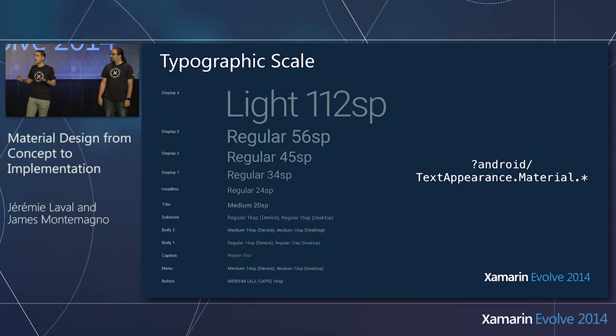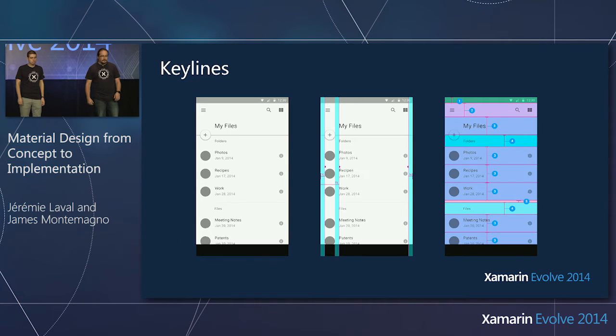And a good baseline recommendation is never have more than 3 font sizes on a page. That's exactly from Google themselves, and this is still true. Yeah. And so all of these can come together, the baseline grid, the typographic scale, to bring key lines.